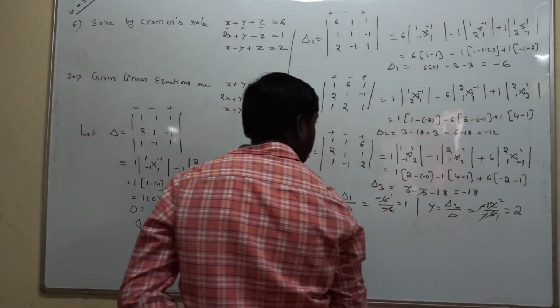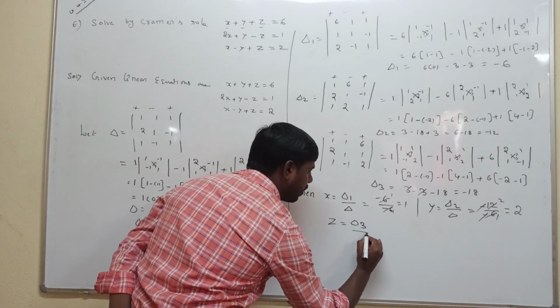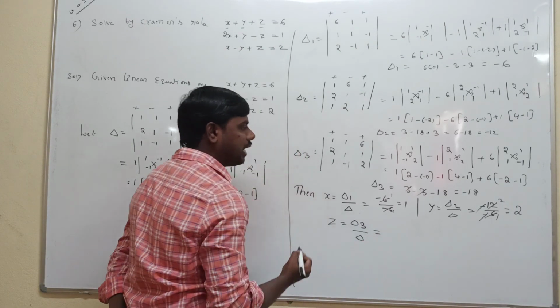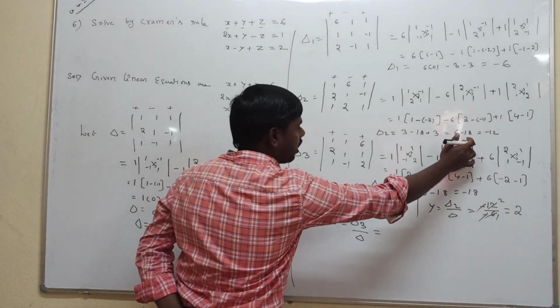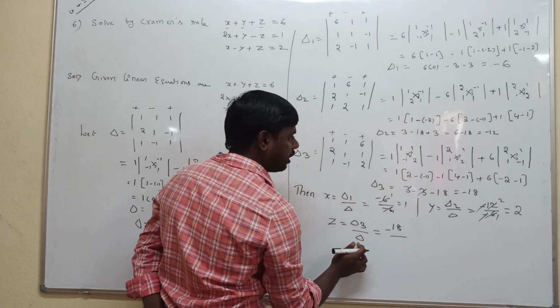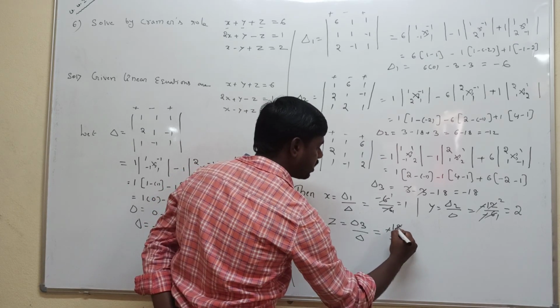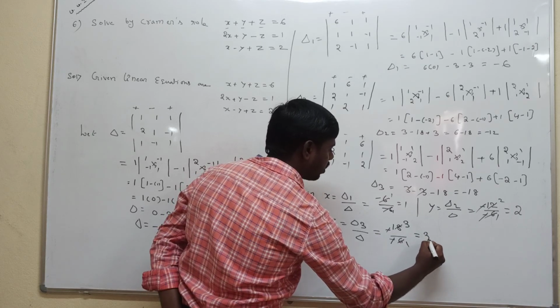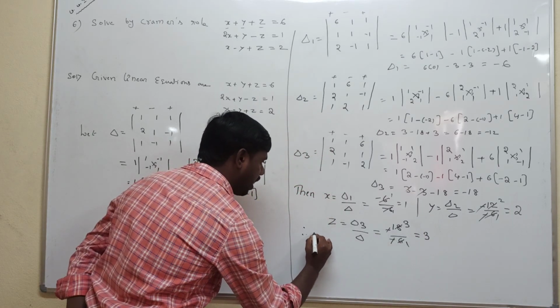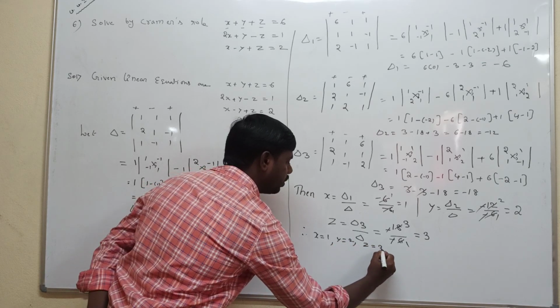Next, to calculate the z value, z is equal to delta 3 by delta. What is the delta 3 value? Delta 3 value is minus 18 divided by the delta value minus 6. Minus and minus get cancelled, 6 ones are 6, 6 threes are 18. So we got the z value is 3. What are the final answers? X is equal to 1, y is equal to 2, z is equal to 3.